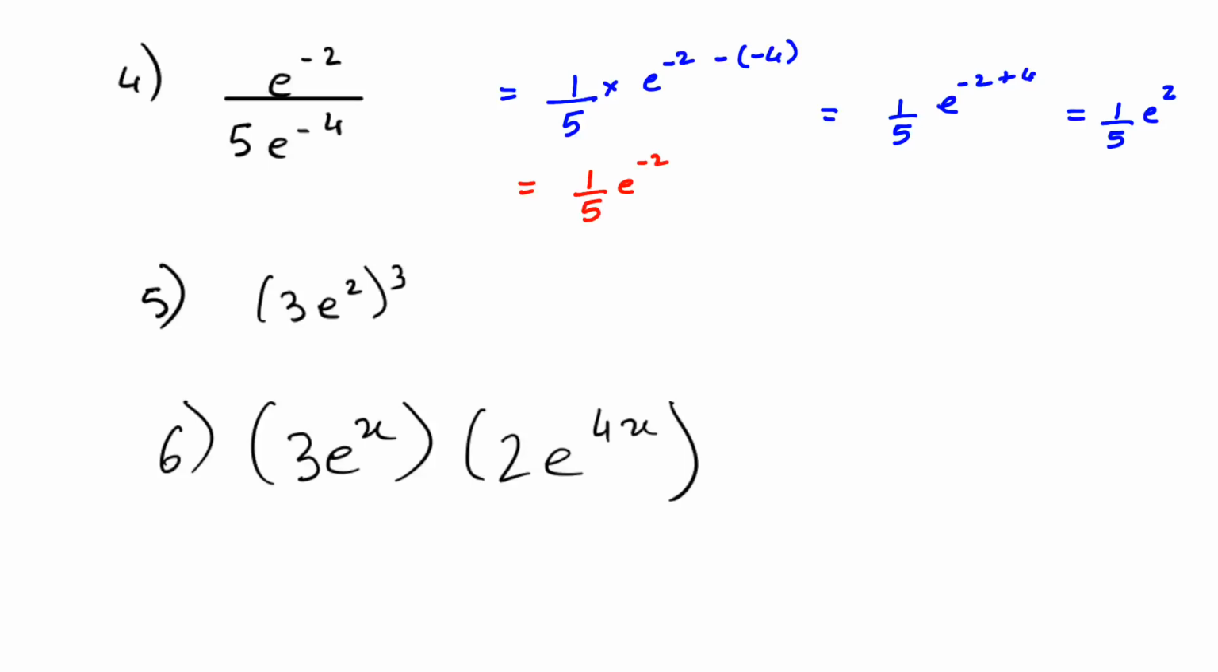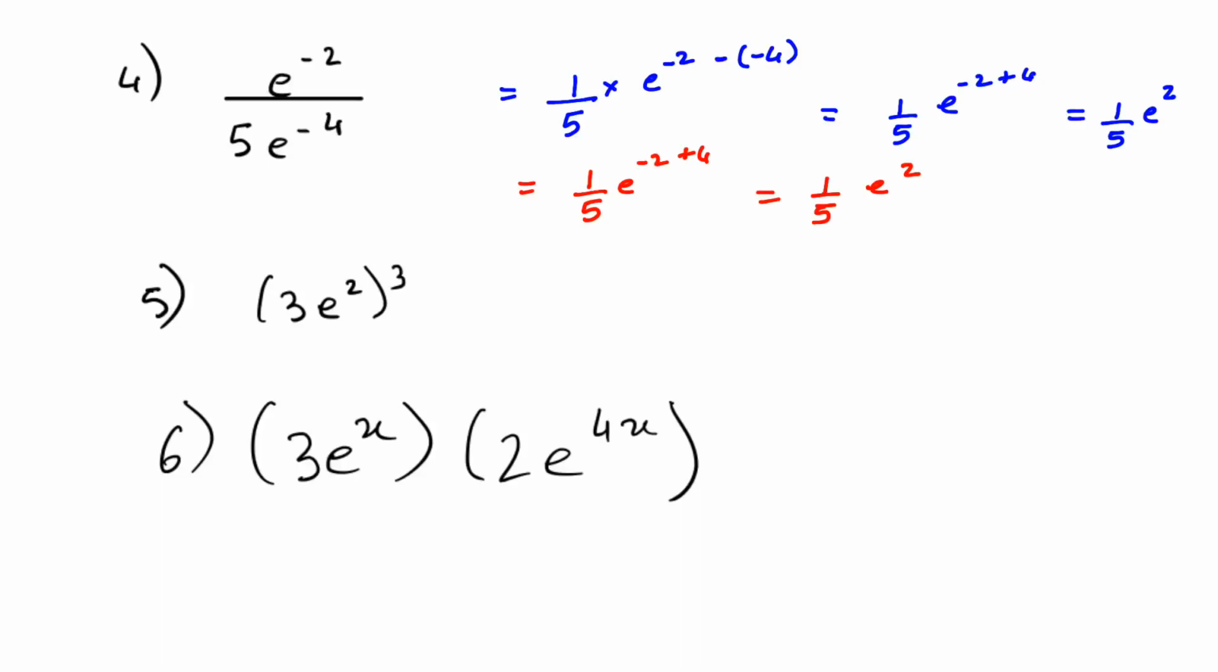e to the power of -2. When you bring it up, the sign changes, so you have a -4 here. When you bring it up, it will be +4. And this will also give you 1/5 e to the power of 2.